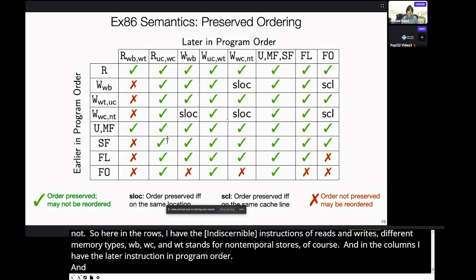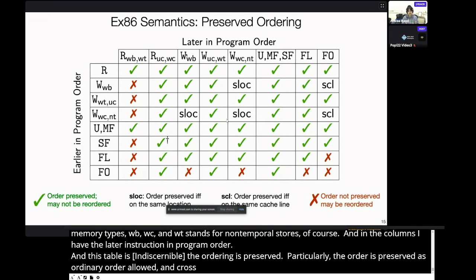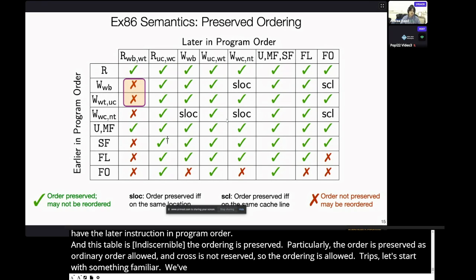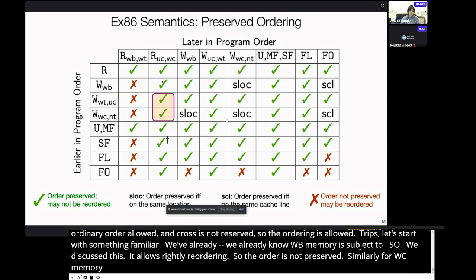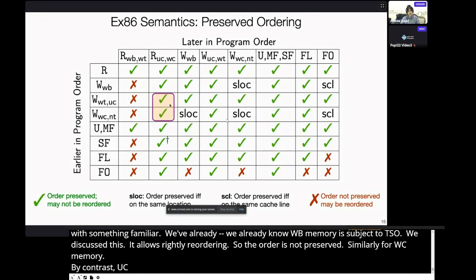So tick means order is preserved, as a result, no reordering is allowed. And cross means order is not preserved, so reordering is allowed. For instance, let's start with something familiar. We already know that WB memory is subject to TSO. We discussed this, and as a result, it allows write-read reordering, so the order is not preserved. Similarly for WT memory. By contrast, for UC memory and WC memory, we said that write-read reordering is not allowed, and the order is therefore preserved.